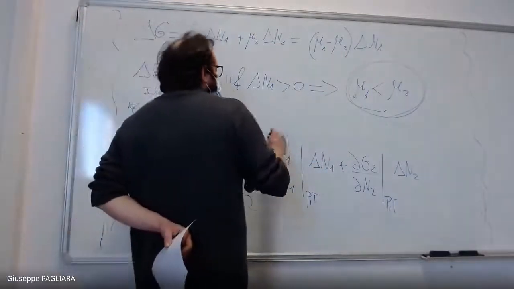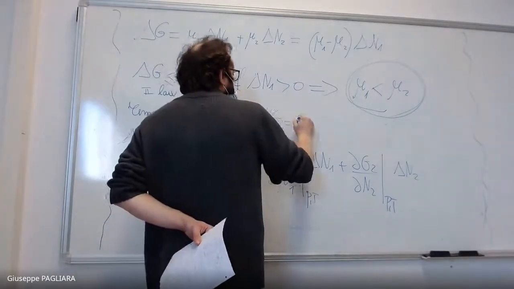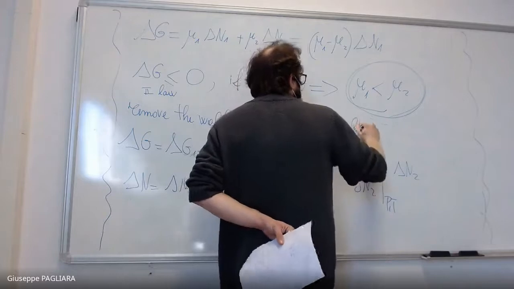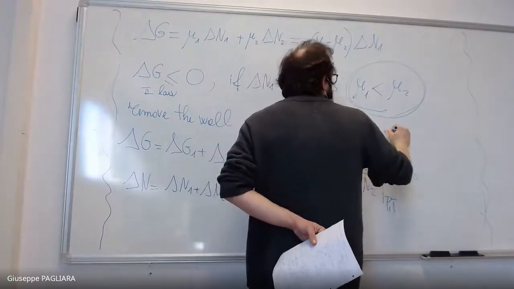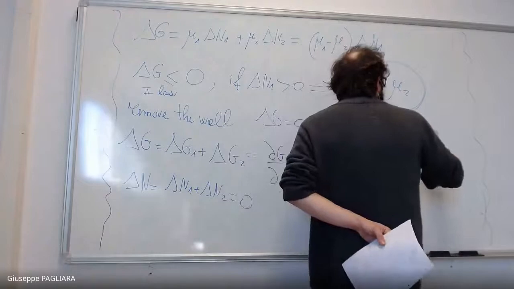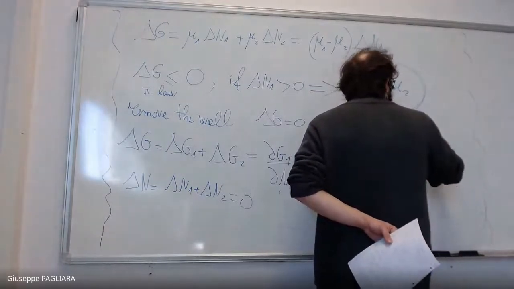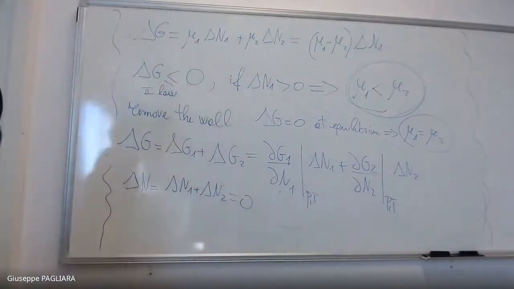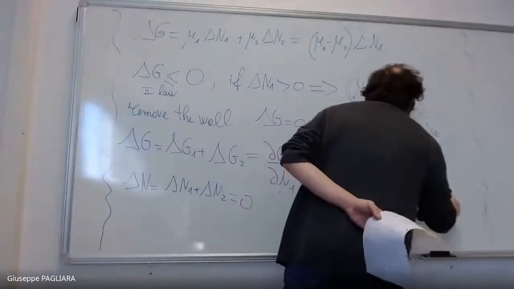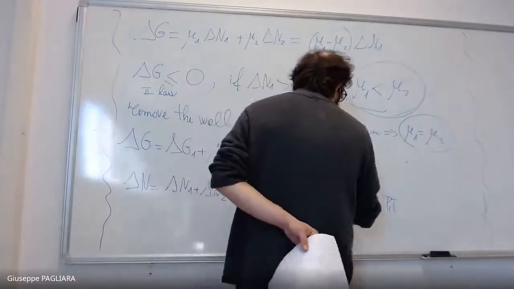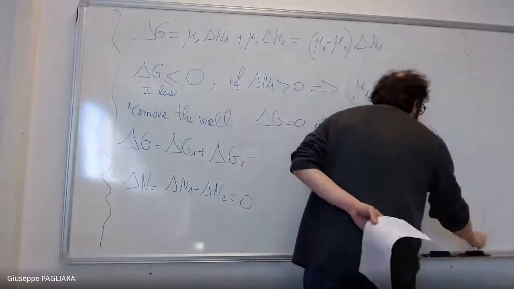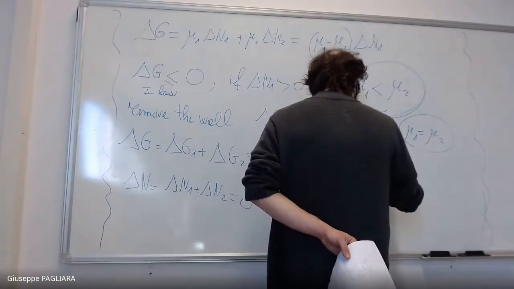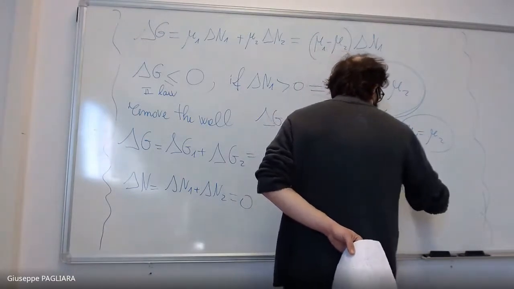Once we have equilibrium, delta G is equal to 0, and this means that mu1 is equal to mu2. Once we have the equality of the two chemical potentials, we have reached the thermodynamical equilibrium, which in this case is a chemical equilibrium.